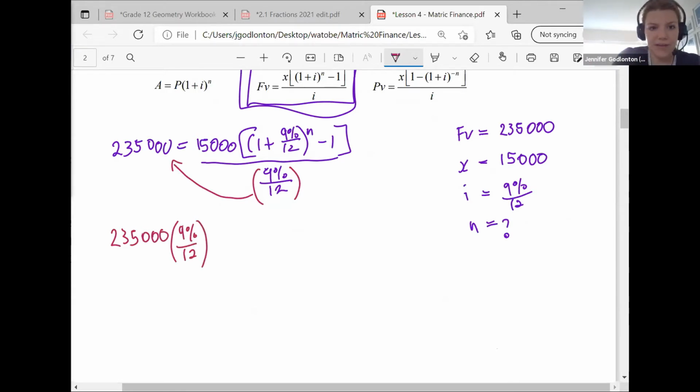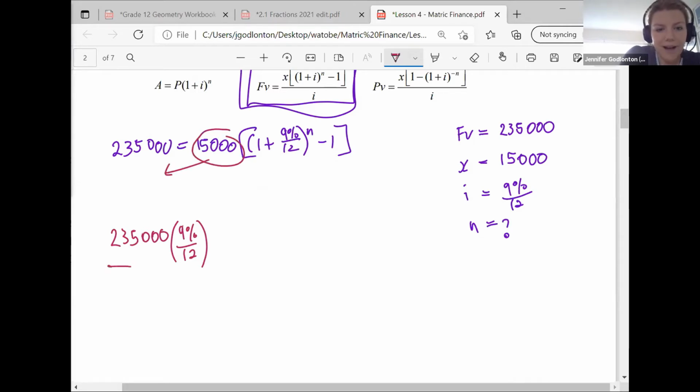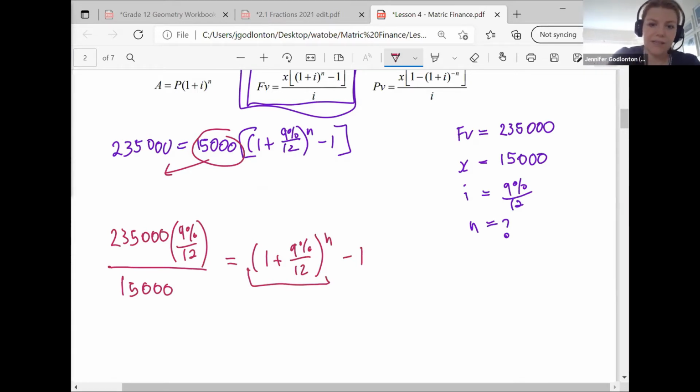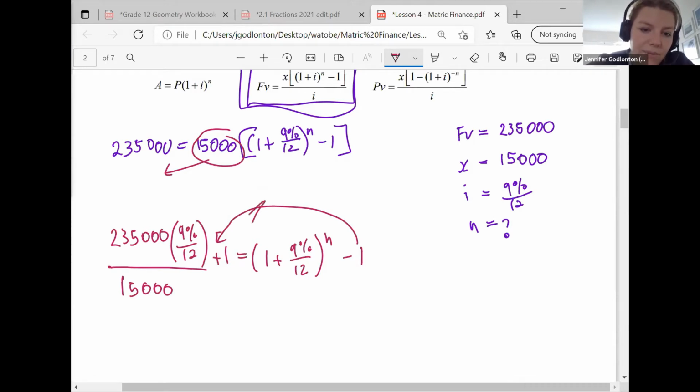Okay, so now that's moved up. I'm going to erase it so that we know what we're doing as we go. The next thing I want to do is move this down, so I'm going to divide that by our 15,000. At the moment, I'm left with 1 plus 9% over 12 to the power of n, minus 1. Now I want this to be isolated so that I can do my logs, which means I need to move that 1 onto that side. So I'm going to say plus 1 equals.